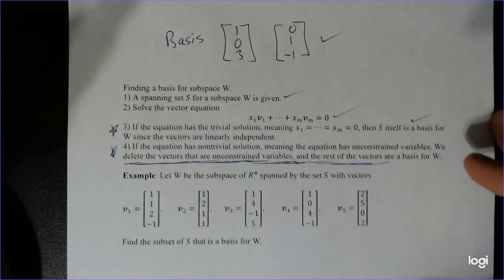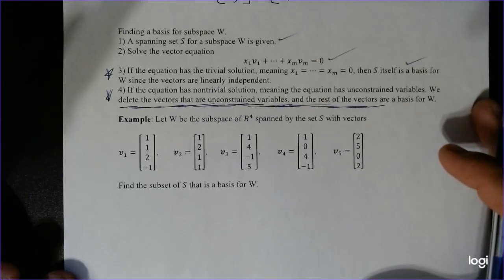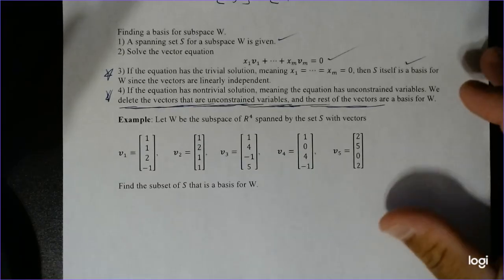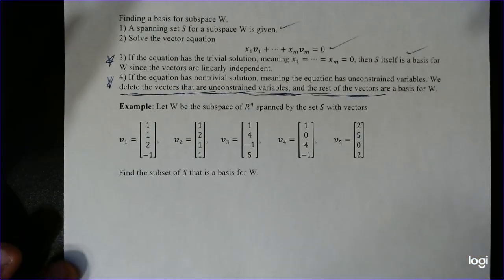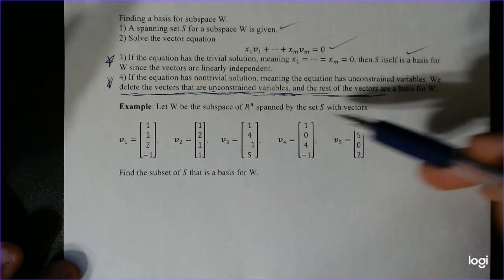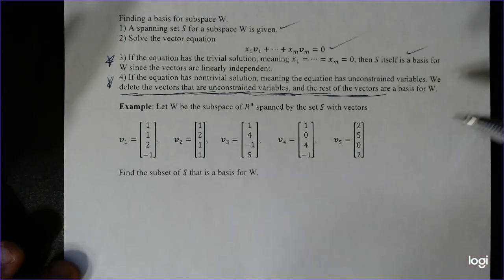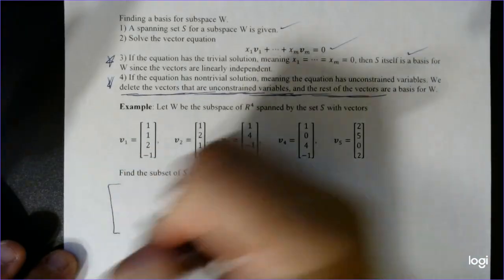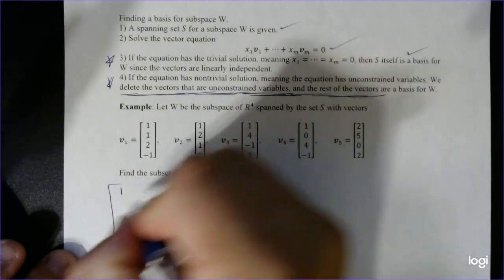Okay? All right, so let's try a couple examples. So let W be a subspace of R4 spanned by the set S of these vectors, vectors 1 through 5. Okay? We want to find a subset of S that is a basis for W. All right. So we already know W is spanned by this set, and we want to find a basis for it. Okay, so therefore, we'll just use linear independence, the one we've been doing so far. So writing it all into vector format.